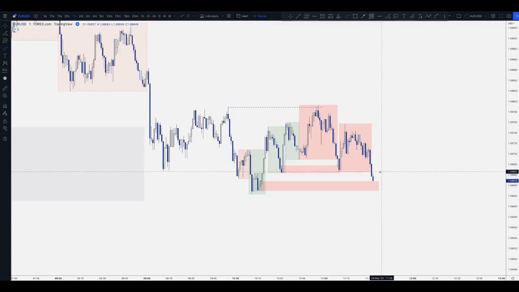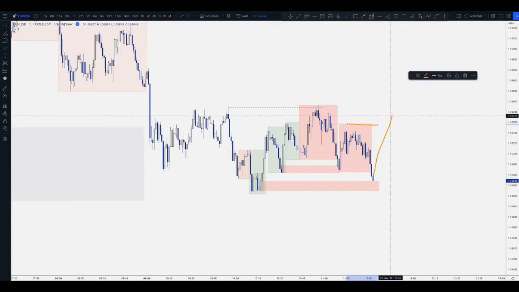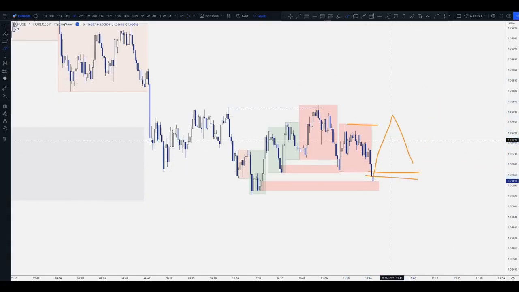So what would we want to see? We would want to see that range get disrupted, ideally that movement there, and then potentially we could look for longs, right? All those things considered, right? That's the type of thing you would want to see.